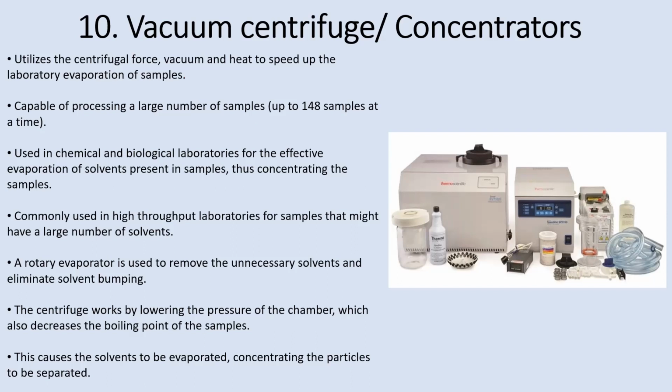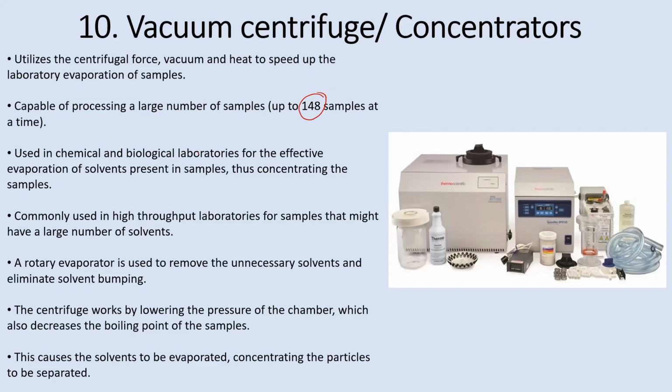So here you can use this kind of vacuum centrifuge, where vacuum is applied and heat is also used to evaporate the unwanted components from the sample. It is capable of processing a large number of samples, up to 148 samples at a time. So you can put 148 samples in this particular centrifuge, start it, and you'll be able to evaporate the substances which are not wanted.